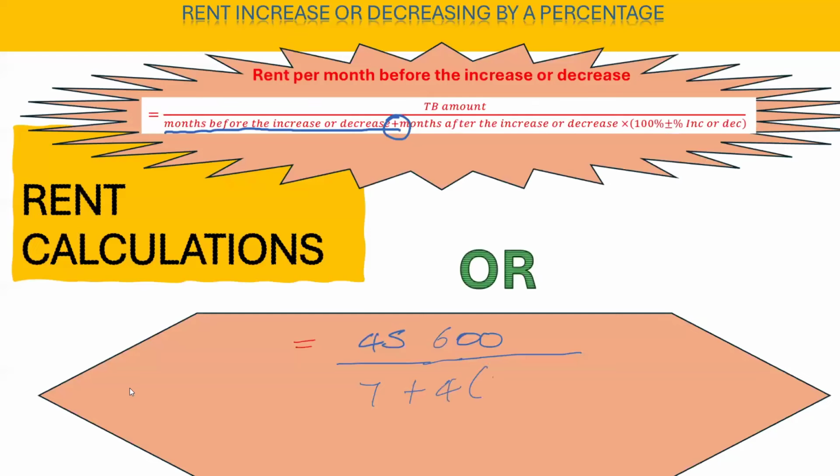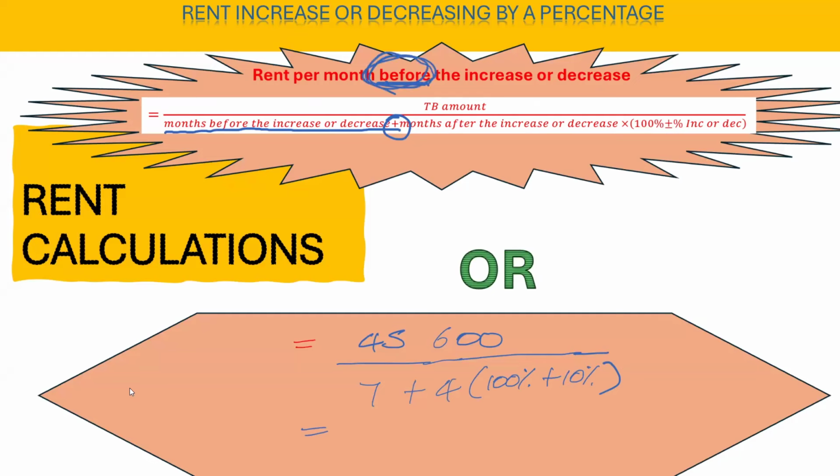But for those 4 months, it was no longer at 100%. It had increased by 10%. And then you just put this into your calculator. Whatever rent you get here, I need you to understand it's before the increase or decrease. Before, guys, before the increase or decrease.